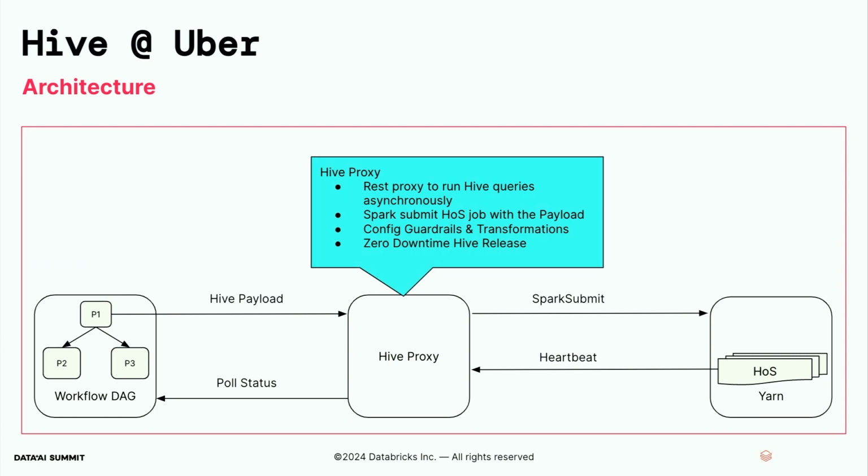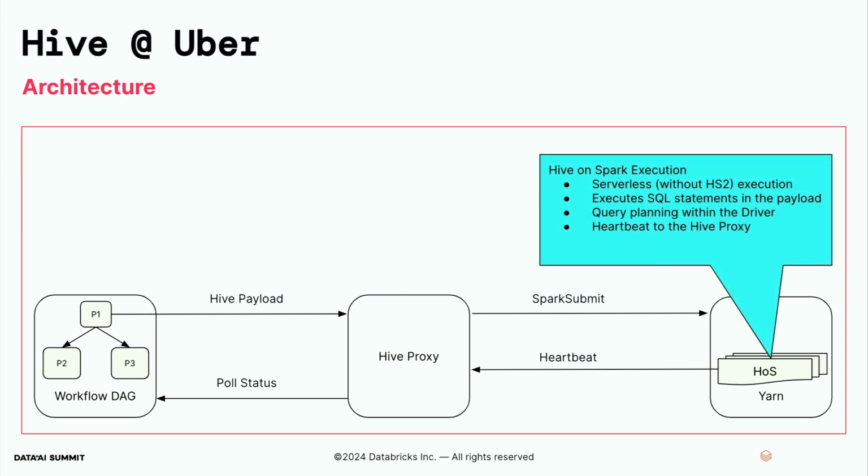Then we also introduced something called Hive proxy, which is a REST proxy to run Hive payloads asynchronously. It does the Spark submit to YARN instead of submitting it to HS2. This helps us have zero downtime Hive releases, and it also has config guardrails and transformations in place. The Hive on Spark job then executes on YARN. It executes each SQL statement in the payload sequentially. The entire query planning for the SQL happens within the driver. It's also responsible for sending out the heartbeat back to the proxy, which can then be polled by the workflow client.